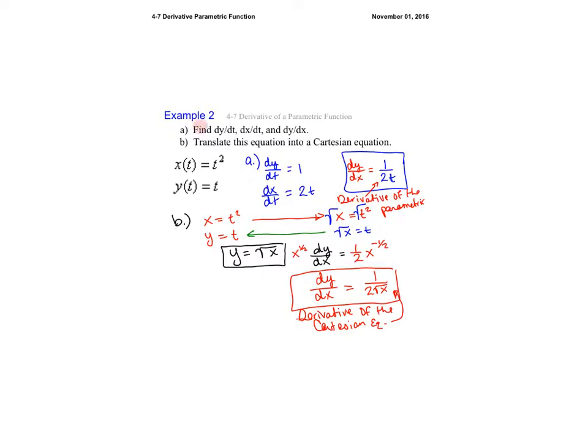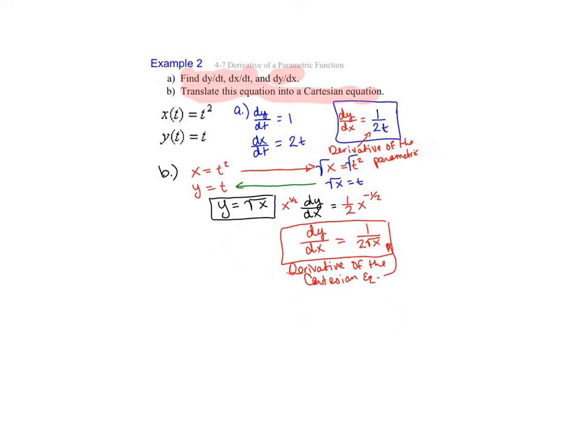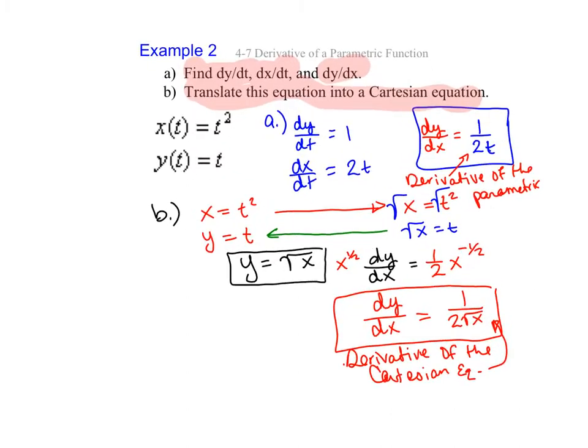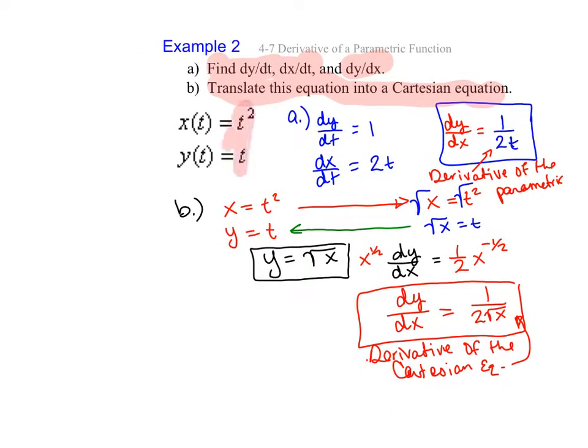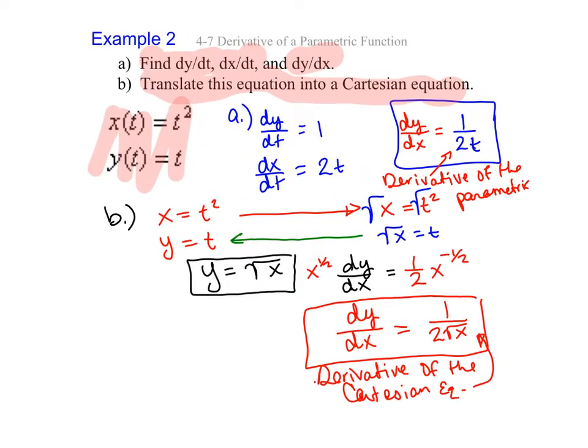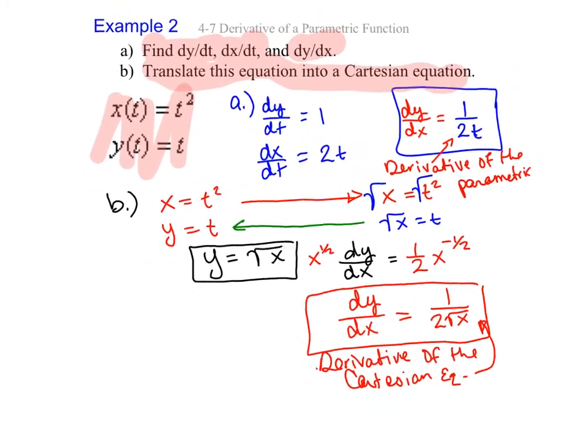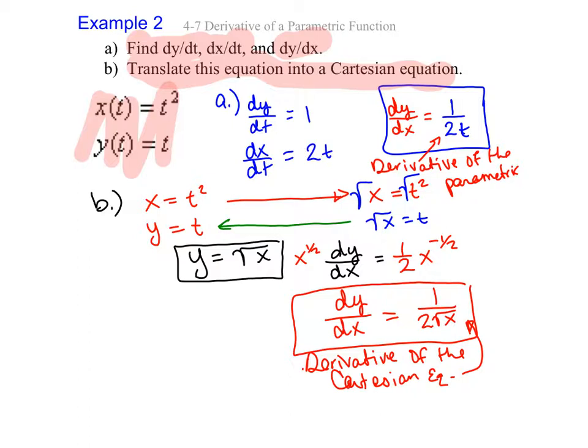Example 2. Find dy dt, dx dt, and dy dx. Translate this equation into Cartesian equation. Oh, okay, there they are. I'm like, but what's x and what's y? So they're right here.